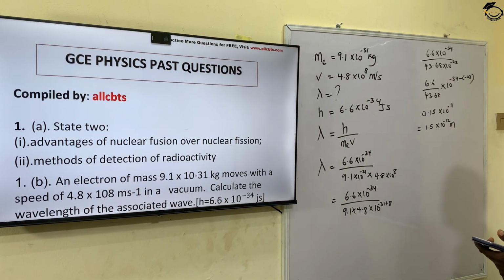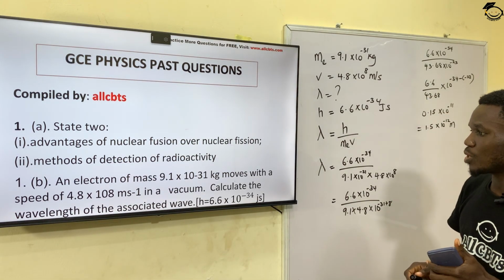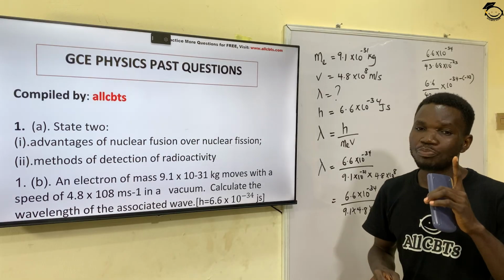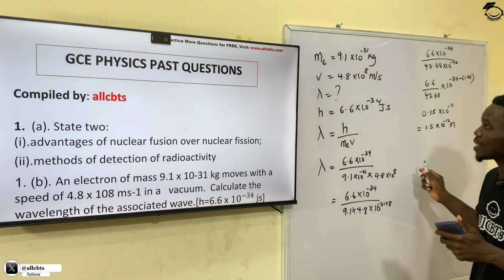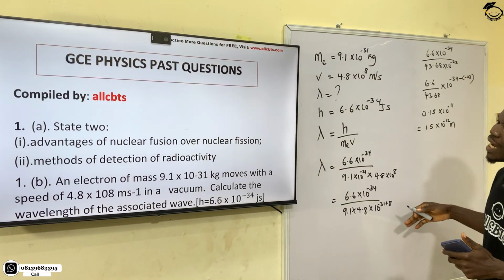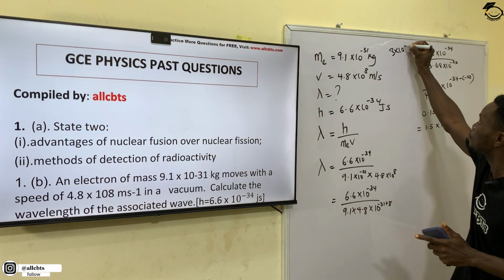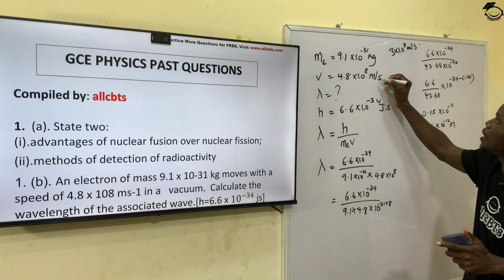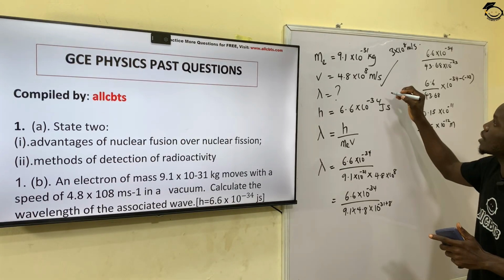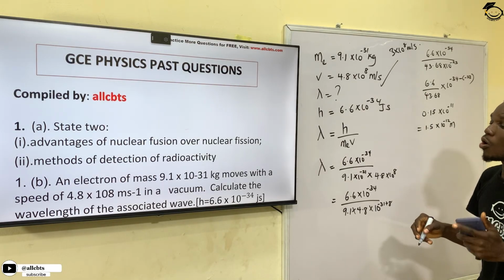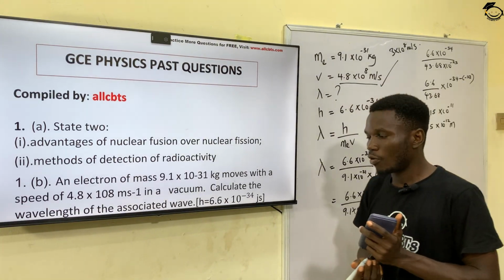So the wavelength of this wave is going to be 1.5 times 10 raised to the power minus 12 meters. But please note that the velocity given in this question is a lot higher than the speed of light. The speed of light is 3 times 10 raised to the power 8 meter per second. If you compare it with 4.8 times 10 raised to the power 8 meter per second, it means that this particular scenario cannot happen under normal circumstances, as the velocity is higher than the speed of light in a vacuum.